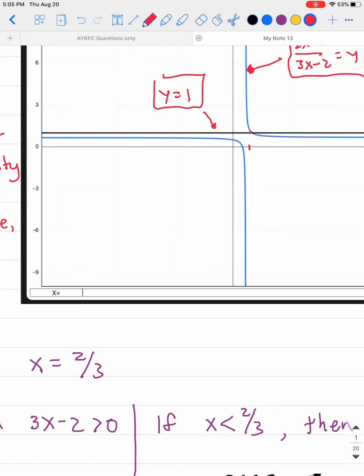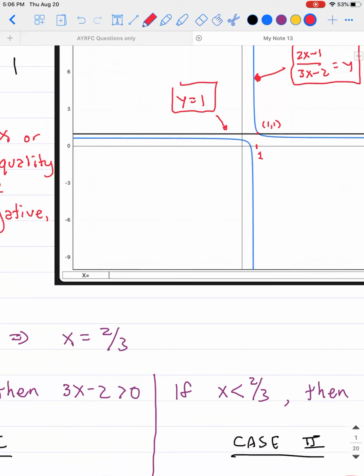Now, this point, you can actually solve for it. And just to save you a little bit of time, that is supposed to be when x is equal to 1 and y is equal to 1. So this coordinate right here is supposed to be (1, 1).